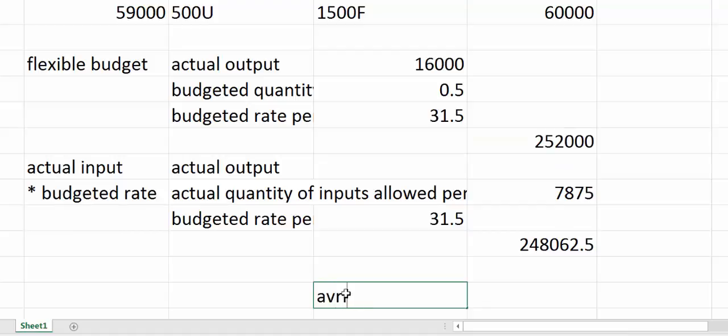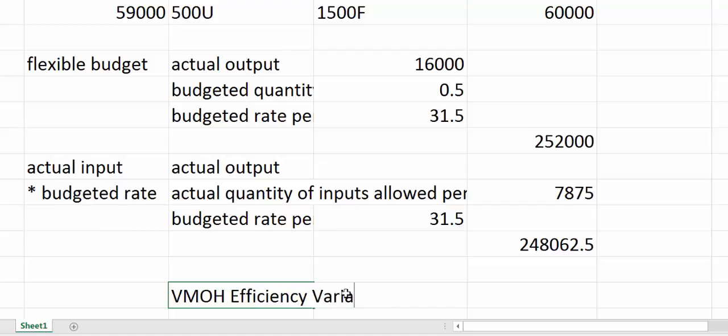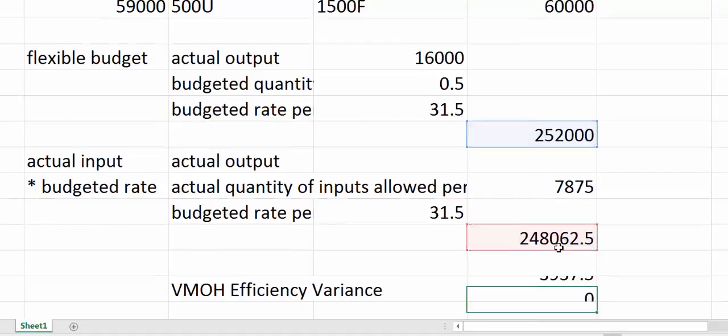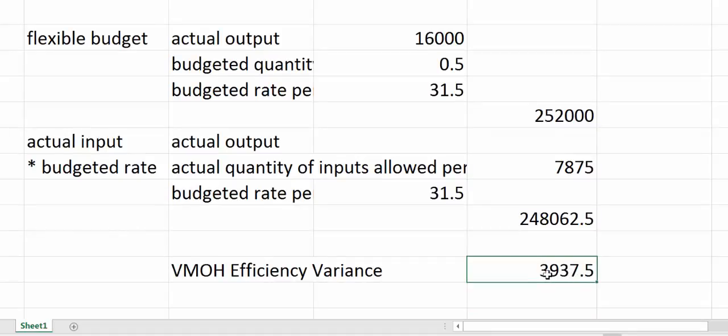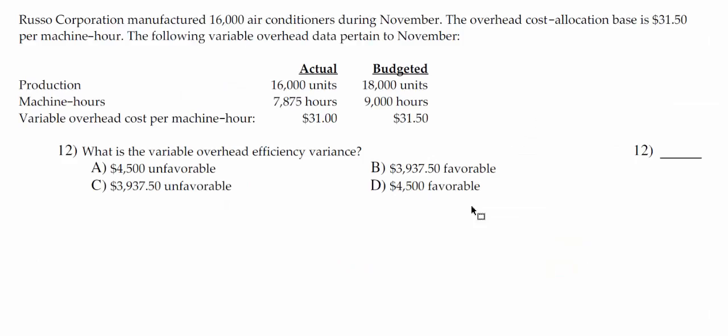So the variance, and this time I want to be more specific, is the variable manufacturing overhead efficiency variance. This number is basically the absolute value of the difference between these two. So I get 3,937.5. That's the efficiency variance, and is it favorable or unfavorable? That's a pretty good question. If you compare, it costs less than what we planned, so we're looking at a favorable variance. Now let's go back to the question here. I think choice B is the right answer. It's favorable.